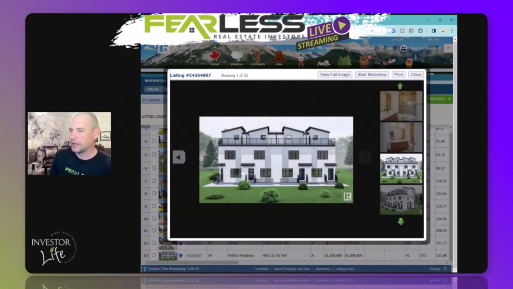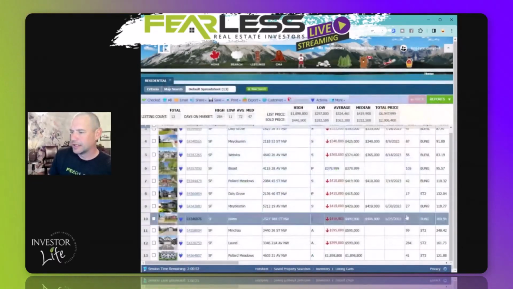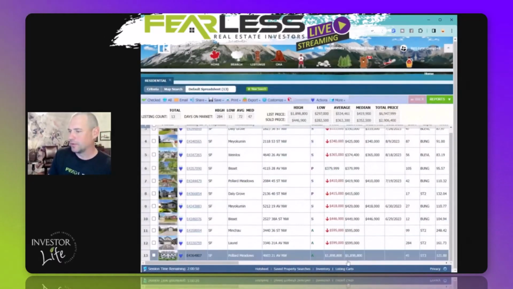Okay, it's brand new. There are 4 suites, or 4 units, underneath. So this is an 8-plex available for $1.8 million, and it's brand new. So here, guys, this is a range from $379,000 to $1.9 million, all within the same neighborhood. Obviously, the product is completely different, but this is where we want to start analyzing.